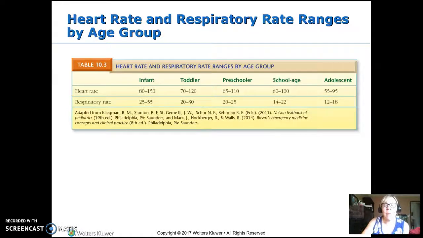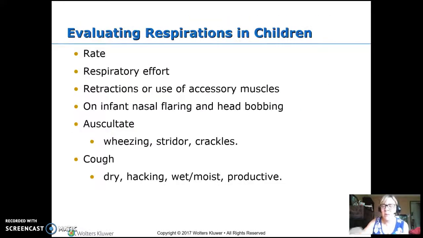This is from the book, the normal range for heart rate and respiratory rate based on age. At Valley Children's, you'll see it's broken down a little more. Infant is birth to 1, where the age ranges they use at Valley Children's, they have birth to 3 months, 3 to 6 months, so they narrow the ages a little more. But they're really the same ballpark.